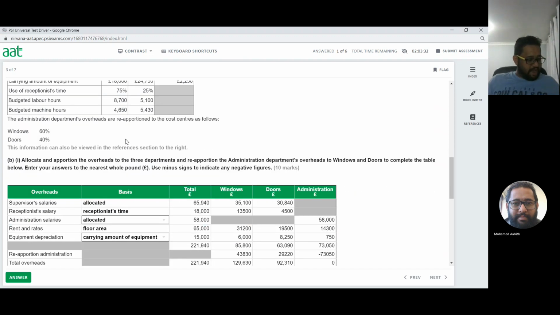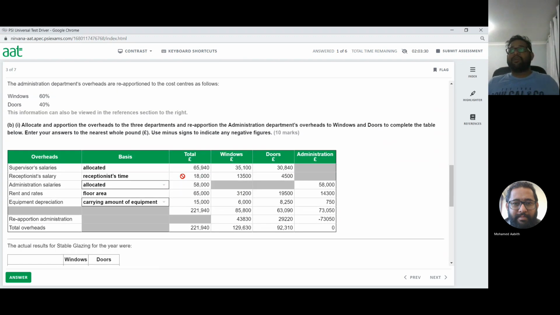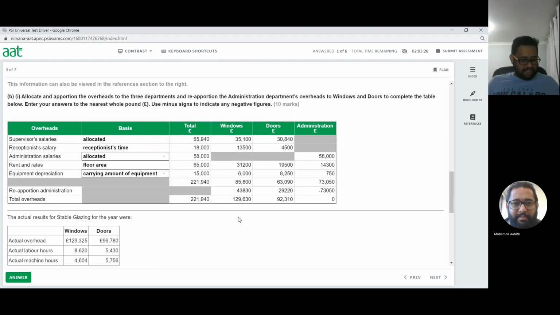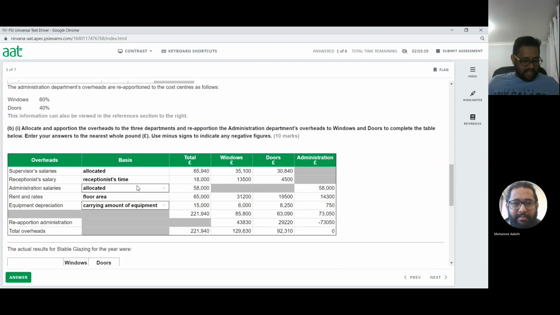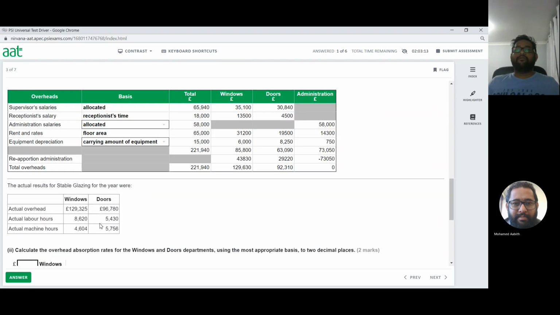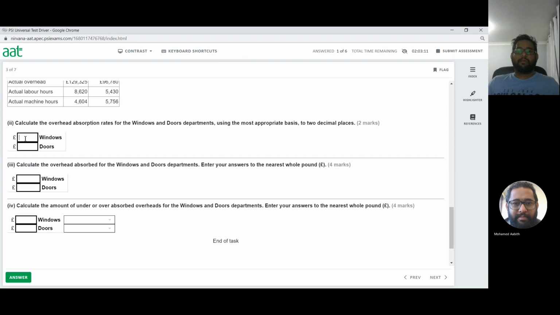So to find the OAR, I need to find the total overhead for the department, which is 129,630, divided by the total budgeted labor hours, which is 8,700. So it gives me a value of 14 pounds and 90 pence. 14 pounds and 90 pence there.